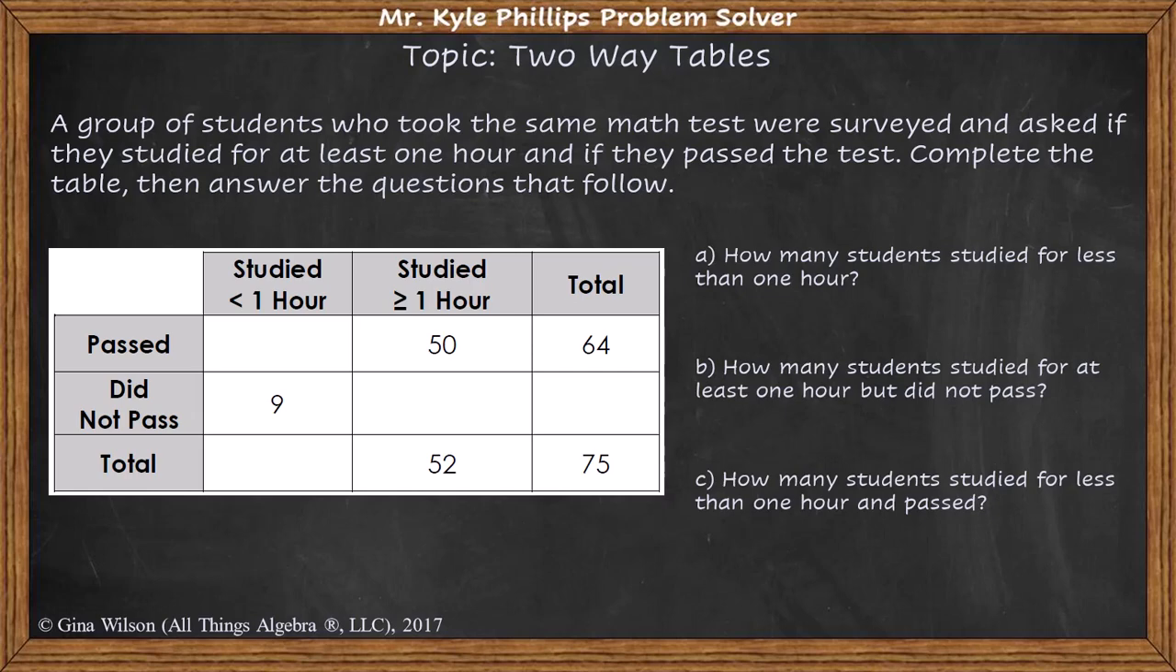So you've probably seen examples like this. In this problem we have a group of students who took the same math test, were surveyed and asked if they studied for at least 1 hour and if they passed the test. Complete the table, then answer the questions that follow.